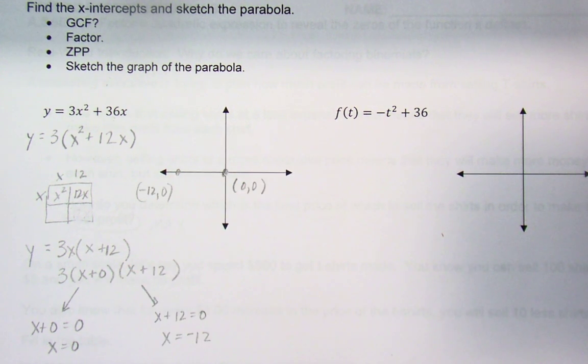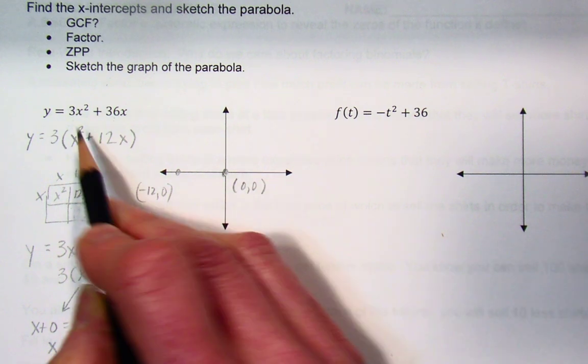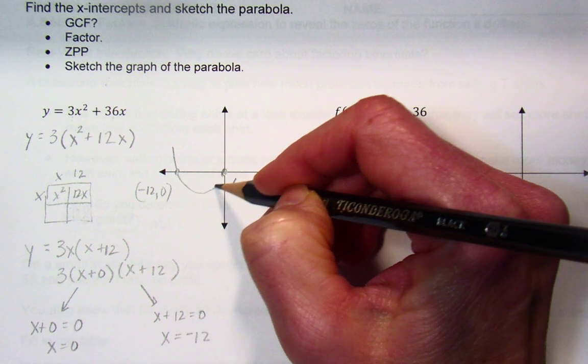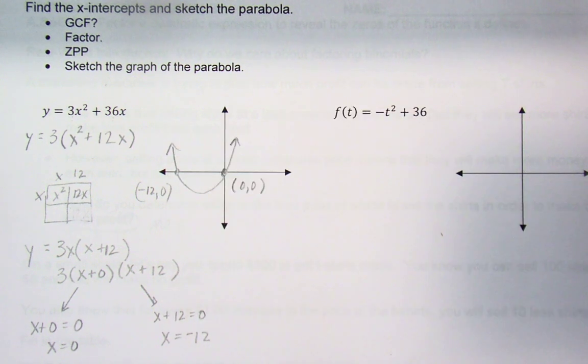Is this parabola going to open up or down? Well, because the leading coefficient in front of the squared term is positive, it is going to open up.